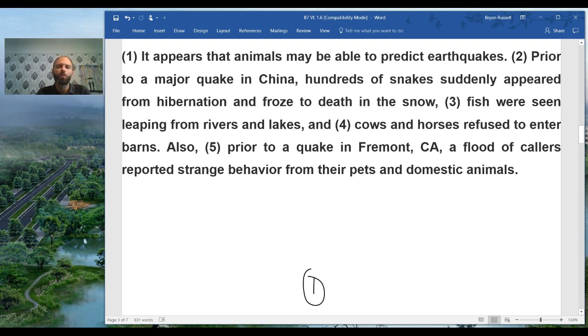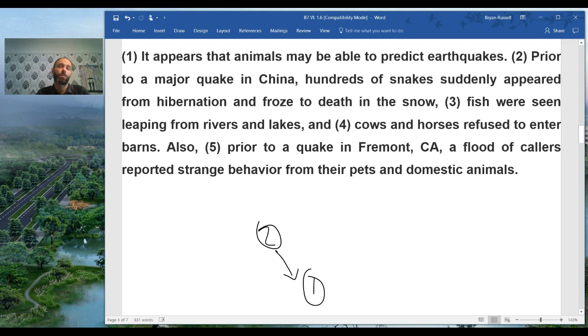And then what reason do we have to believe that animals may be able to predict earthquakes? Well, one reason is, number 2, prior to a major quake in China, hundreds of snakes suddenly appeared from hibernation and froze to death in the snow, which, besides being terrifying, is also a reason to believe our conclusion here.